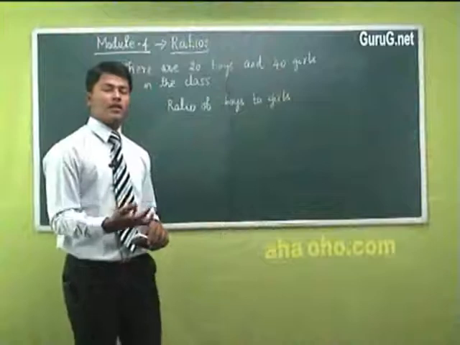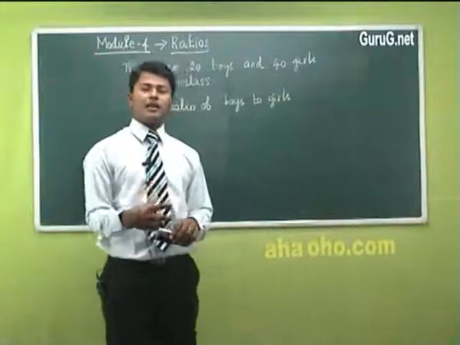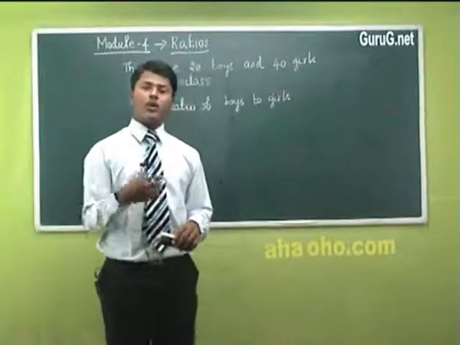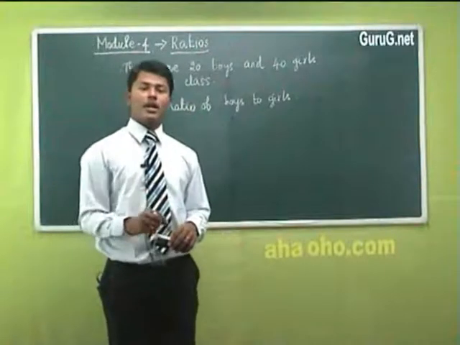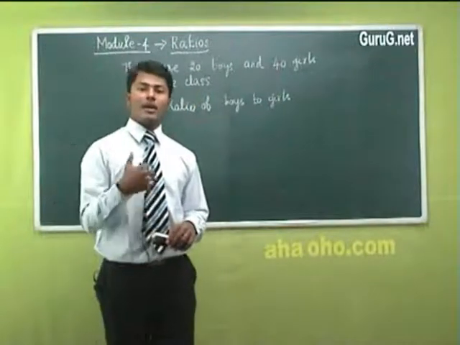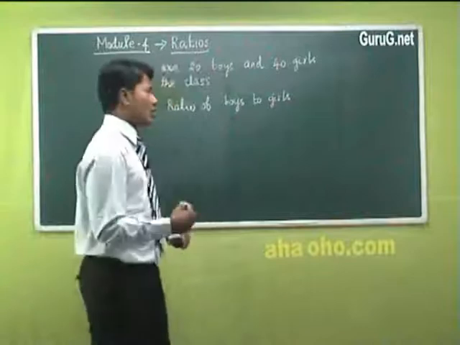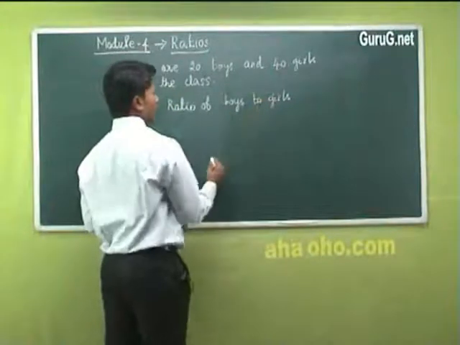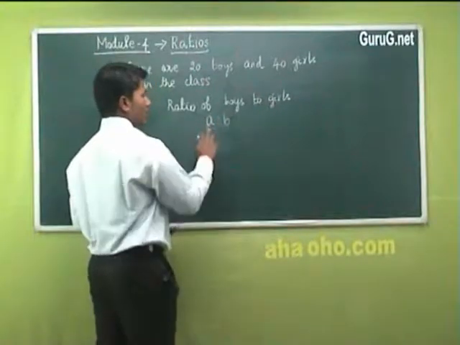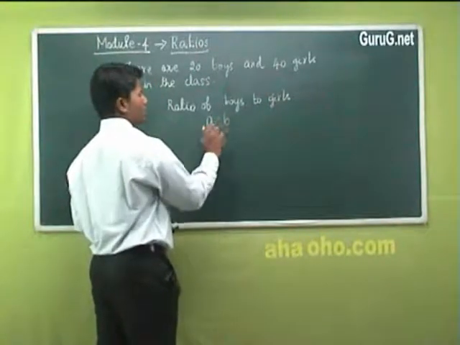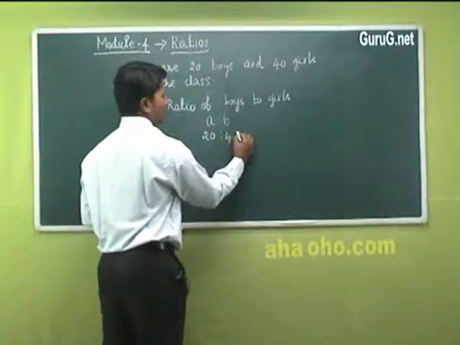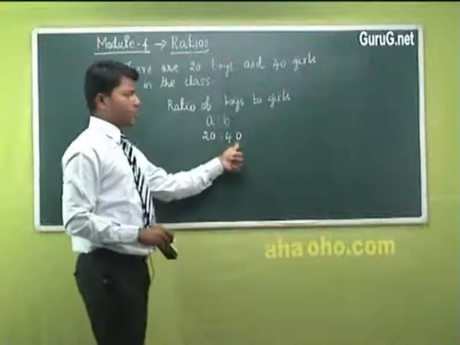Okay, so consider a small example. Say there are 20 boys in a class, and in the same class there are 40 girls. You need to find out the ratio of boys and girls in that same class. So how will you represent boys and girls? As I said, ratio is in the form of A is to B. So the number of boys is to the number of girls.